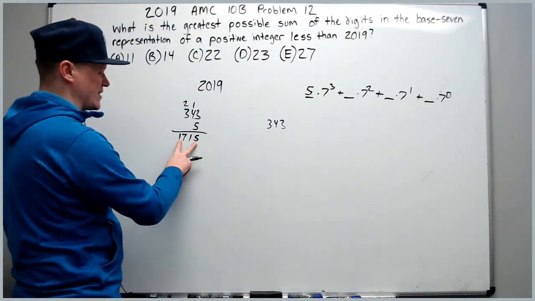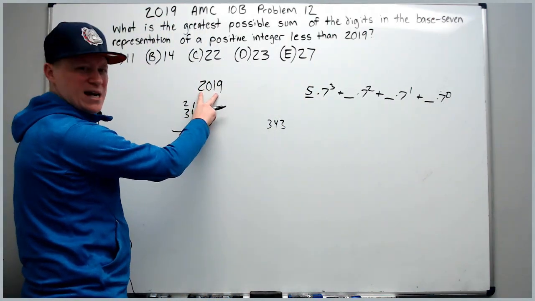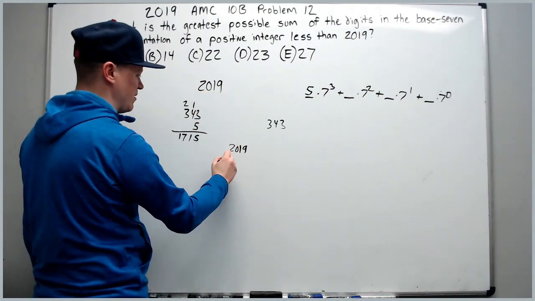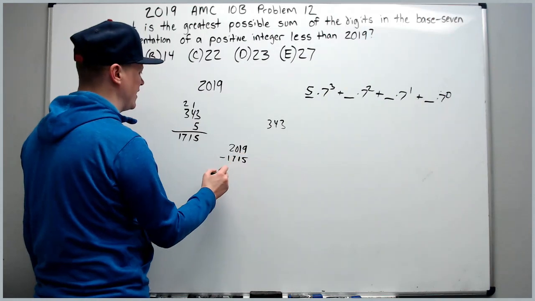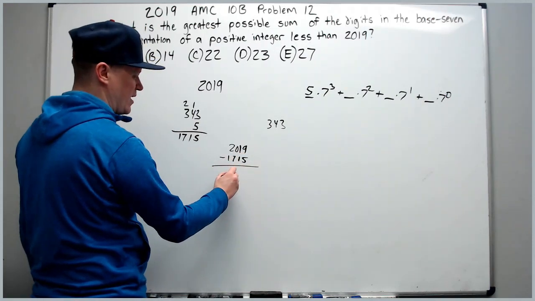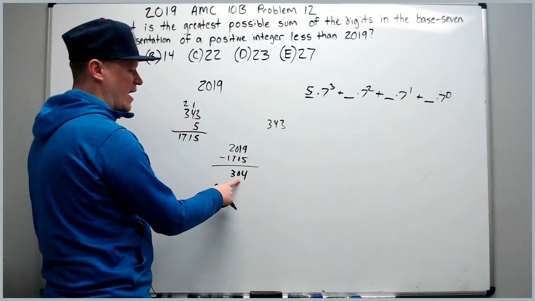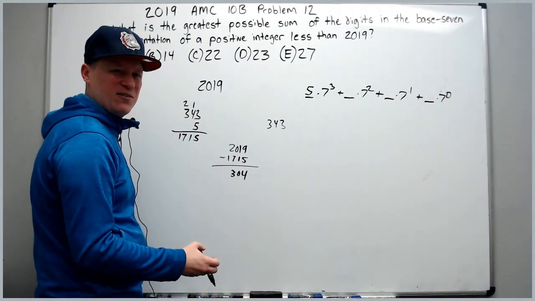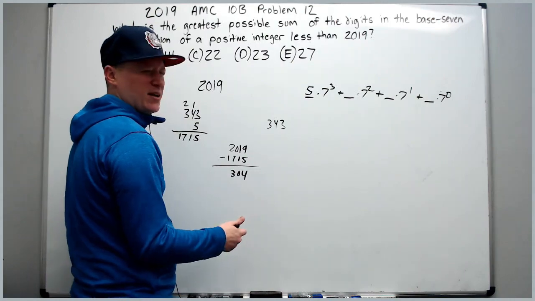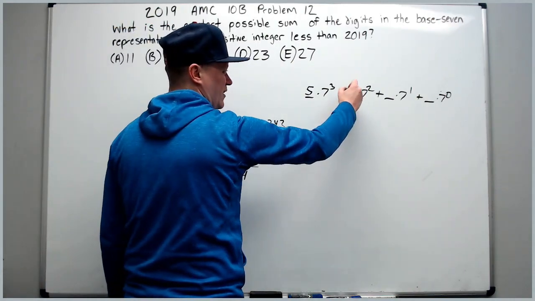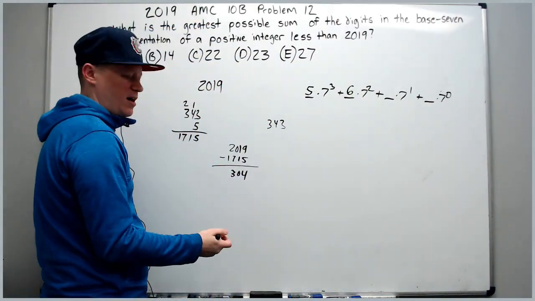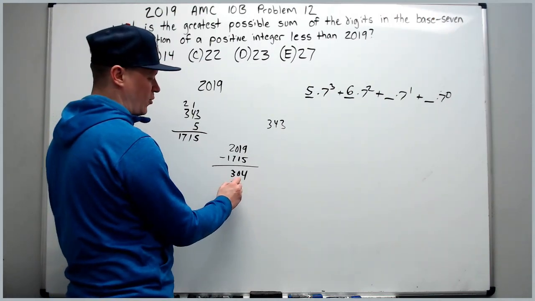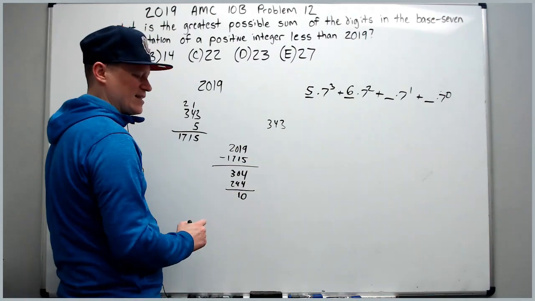What you do next, this number has to be subtracted from that to see what's left. So you do 2019 minus 1715 to get 304. Next we take 304 and we go to 49 and ask how many 49s can fit. It's about 6 times 50, so 6 times 49 will definitely be smaller than that. What is 6 times 49? It's 294. You'll subtract again to get 10.